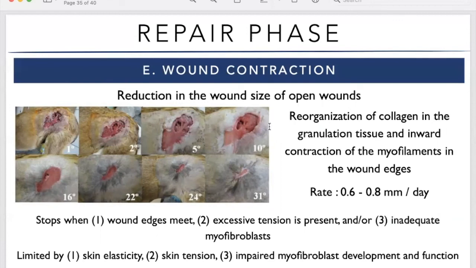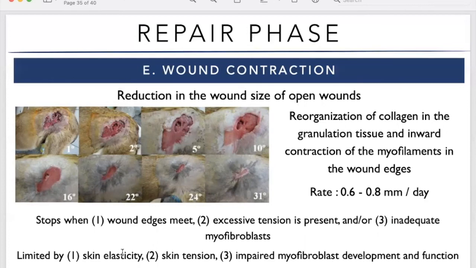So they usually move towards each other at a rate of 0.6 to 0.8 millimeters per day. This was from a research study that they did. All right, and imagine just 0.6 to 0.8. That's pretty fast, ba? And this process would stop when the wound edges meet, or excessive tension is present, meaning the tension in the skin is back, okay? Inadequate myofibroblasts would also stop it.